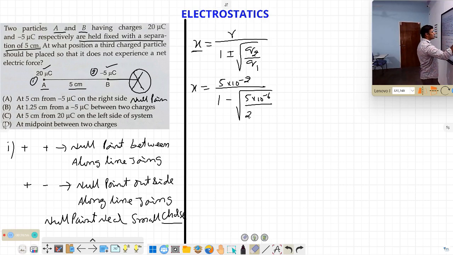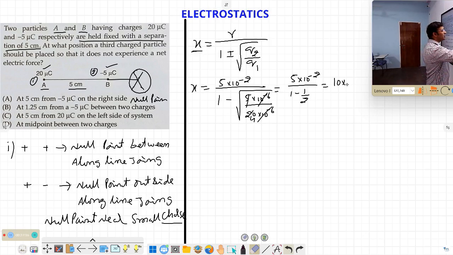First is 20 microcoulomb, that is 20 into 10 power minus 6. If you cancel the 10 power minus 6, this is 5 fours. That is nothing but how much are you going to get? 5 into 10 power minus 2 by 1 minus 1 by 2 you get, because 1 by 4 is nothing but 1 by 2, root 4 equal to 2. So if you solve this one, how much are you going to get? 10 into 10 power minus 2, that is nothing but x value is equal to 10 centimeters.